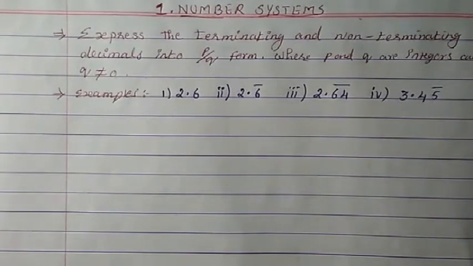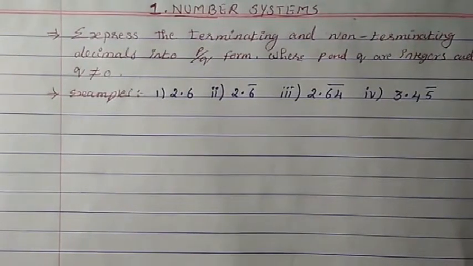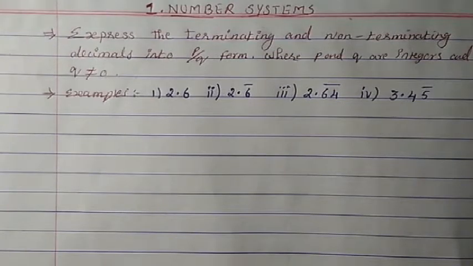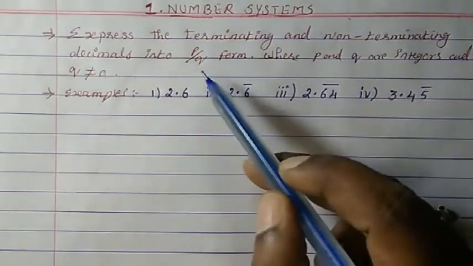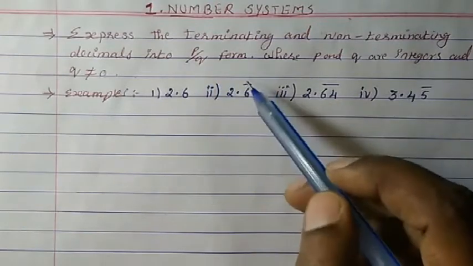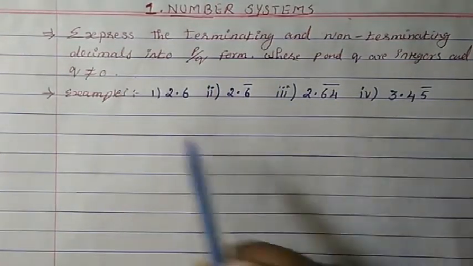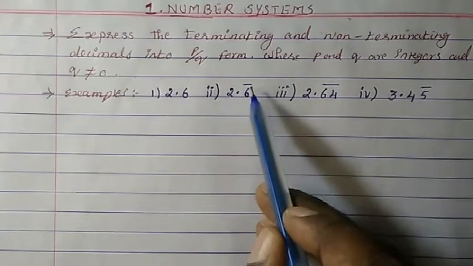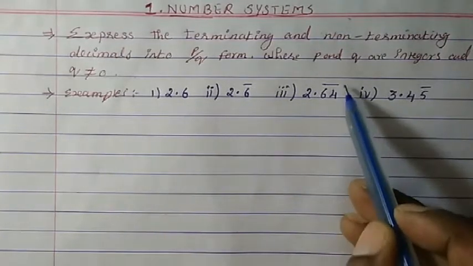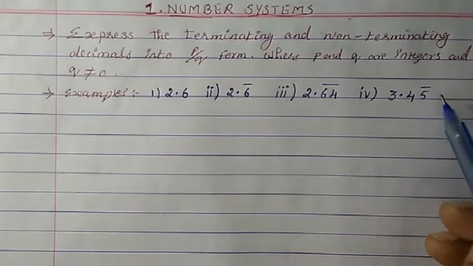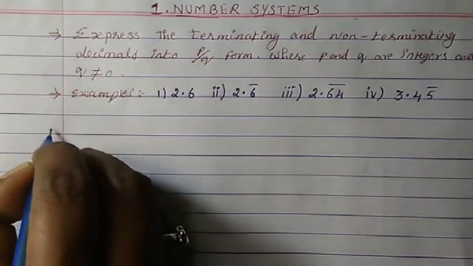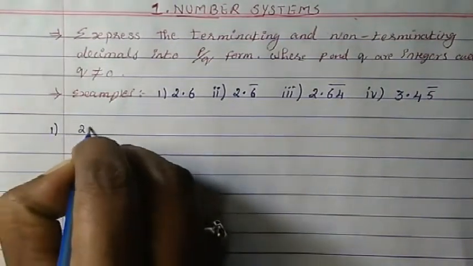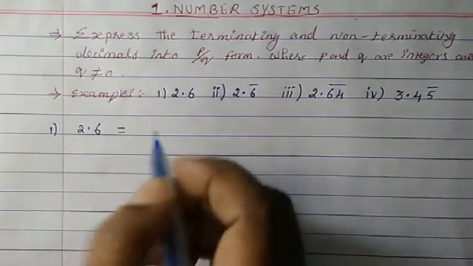Welcome to 9th Maths NCERT, Chapter 1, Number Systems. Today we will study how to express terminating and non-terminating decimals into p/q form. We have some examples here: 2.6, 2.6 bar, 2.64 bar and 3.45 bar. Let's see them one by one, starting from the first one: how to write this in p/q form.